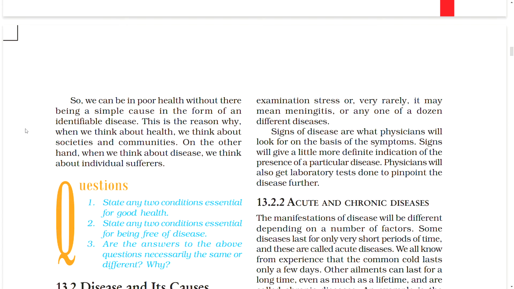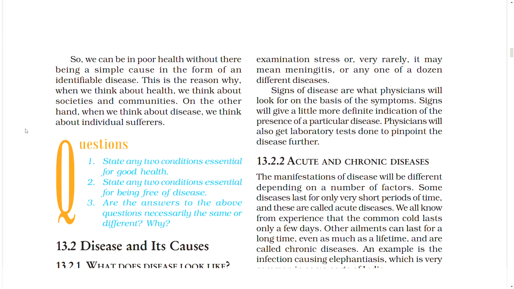So, we can be in poor health without there being a simple cause in the form of an identifiable disease. This is the reason why, when we think about health, we think about societies and communities. On the other hand, when we think about disease, we think about individual sufferers. Questions 1, 2, 3. Comment on this.